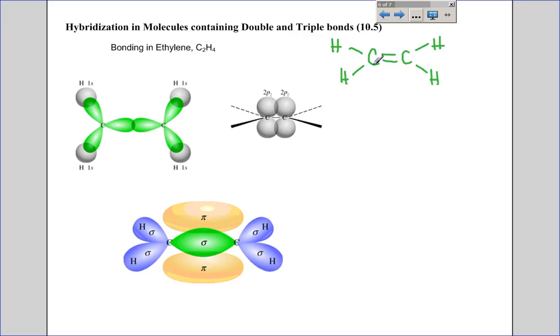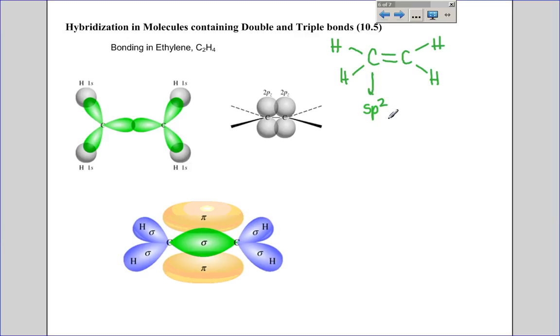If you look at the carbons here, when we study organic molecules, each carbon is going to behave like its own individual central atom. So this carbon atom is trigonal planar, and the hybridization that's going to occur in this carbon atom is sp2. Same with this carbon atom. It's going to be sp2 hybridization.